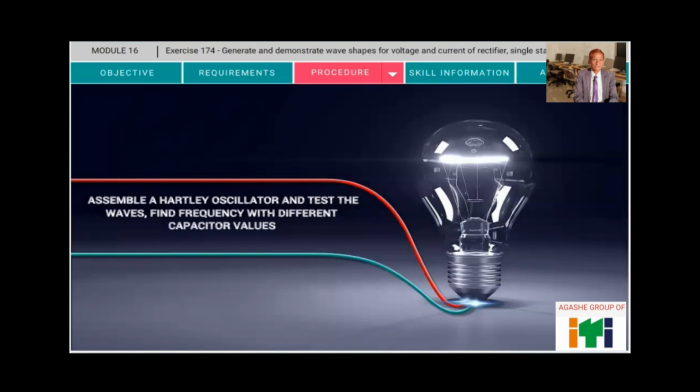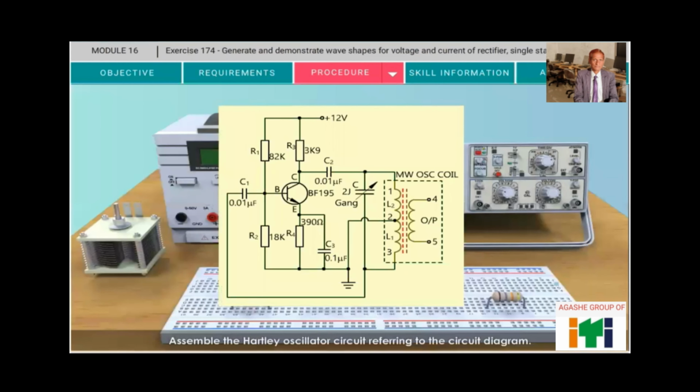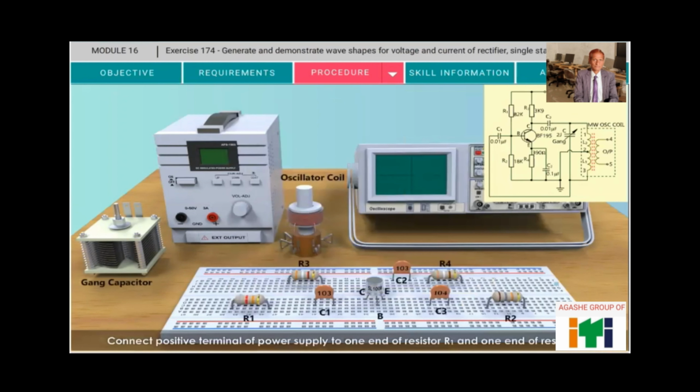Assemble a Hartley oscillator and test the waves. Find frequency with different capacitor values. Assemble the Hartley oscillator circuit referring to the circuit diagram. Connect positive terminal of power supply to one end of resistor R1 and one end of resistor R3. Other end of resistor R1 is connected to the base pin of transistor.